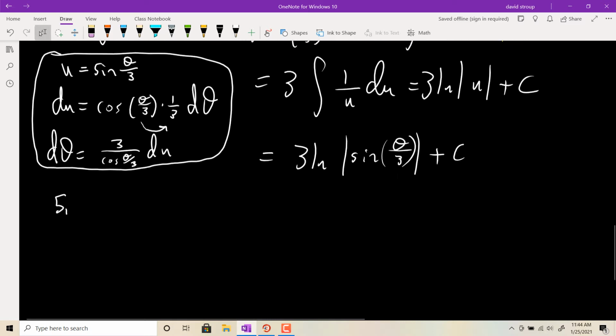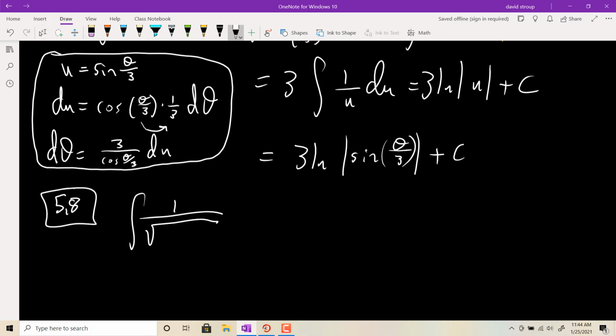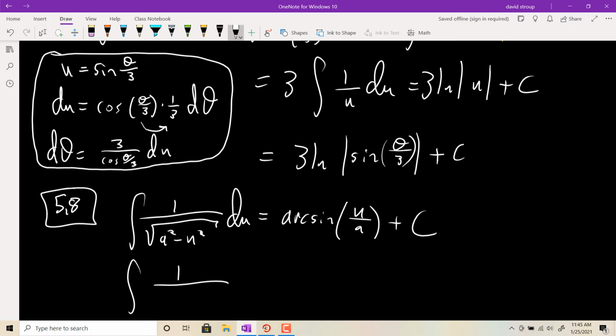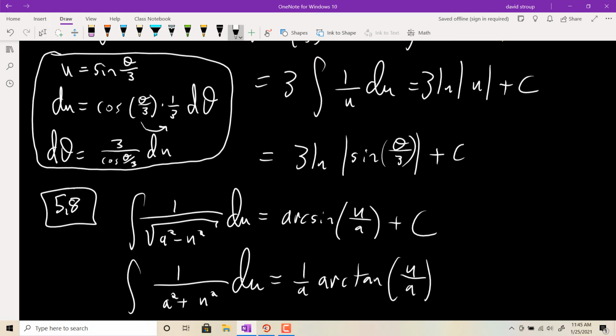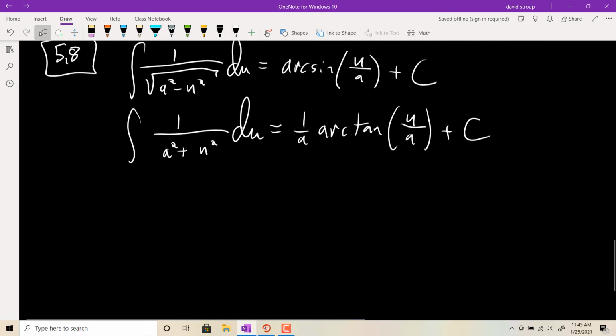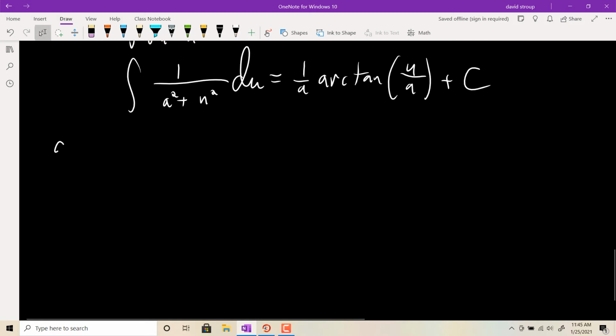5.8 is the section on the inverse trig functions. So you should have these two formulas memorized. What were they? 1 all over the square root of a squared minus u squared du is the arc sine of u all over a plus c. And then the other guy, 1 all over a squared plus u squared du is 1 over a arc tan of u over a plus c. So you need to have those two guys memorized. And let's take a look at some examples.